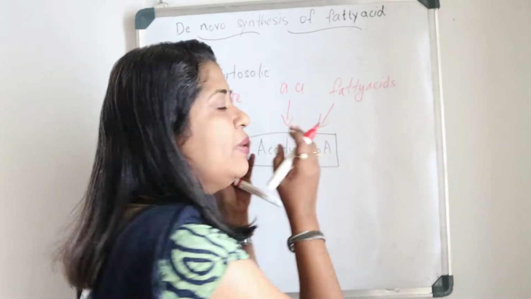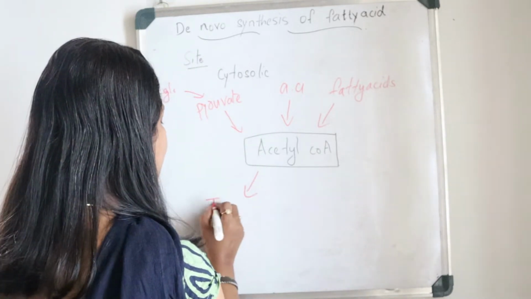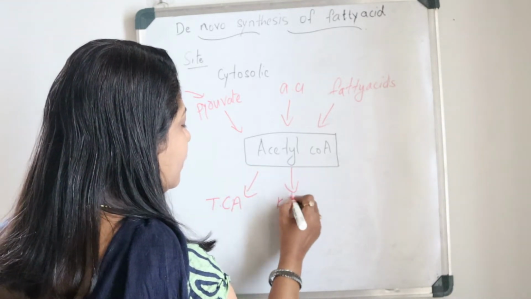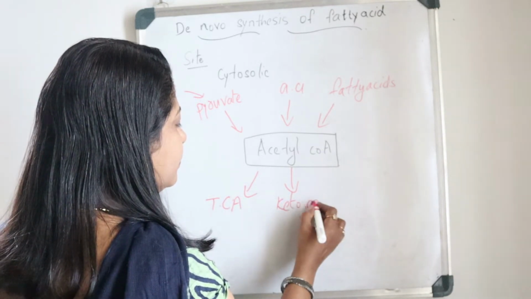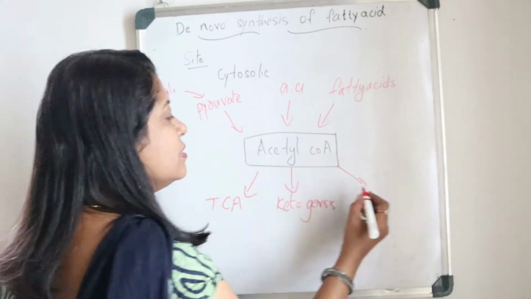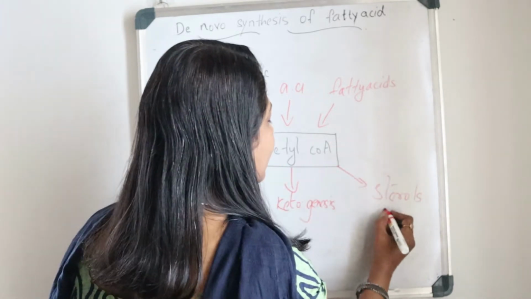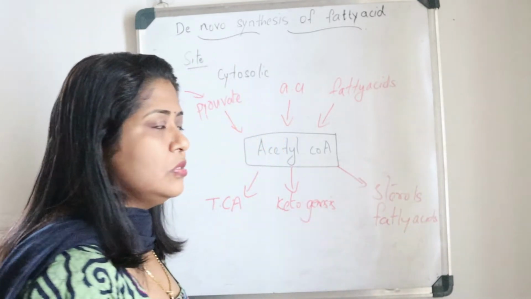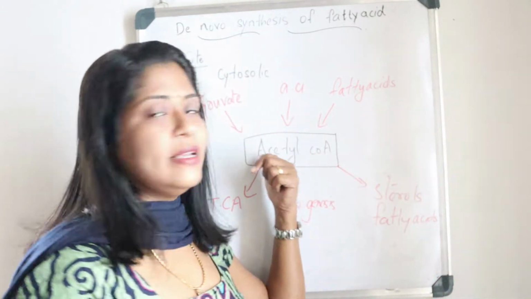And we know this acetyl-CoA so formed can enter into the TCA cycle, or it is utilized for the biosynthesis of ketone bodies, or it is used in ketogenesis. And again, it is used for the synthesis of sterols and our target, that is fatty acids. So that's the main thing, that is the immediate substrate for this fatty acid biosynthesis, that is acetyl-CoA.